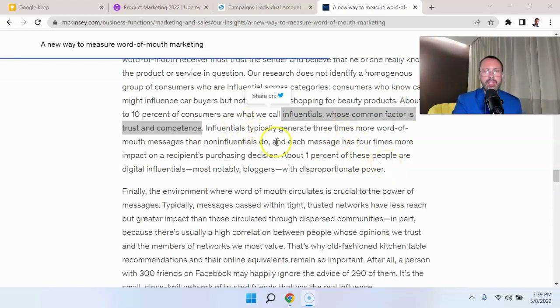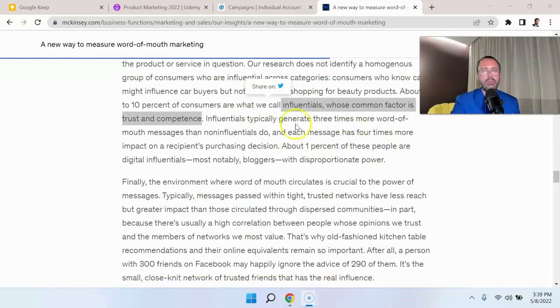So we can see that influentials typically generate 3 times more word of mouth messages than non-influentials do. So we see kind of an 80-20 rule here, where perhaps most of the outcomes of our word of mouth campaigns are going to come from the small group of people that have the biggest capacity to stimulate that word of mouth. So it might be more important to market to them initially instead of to the wider consumer base.